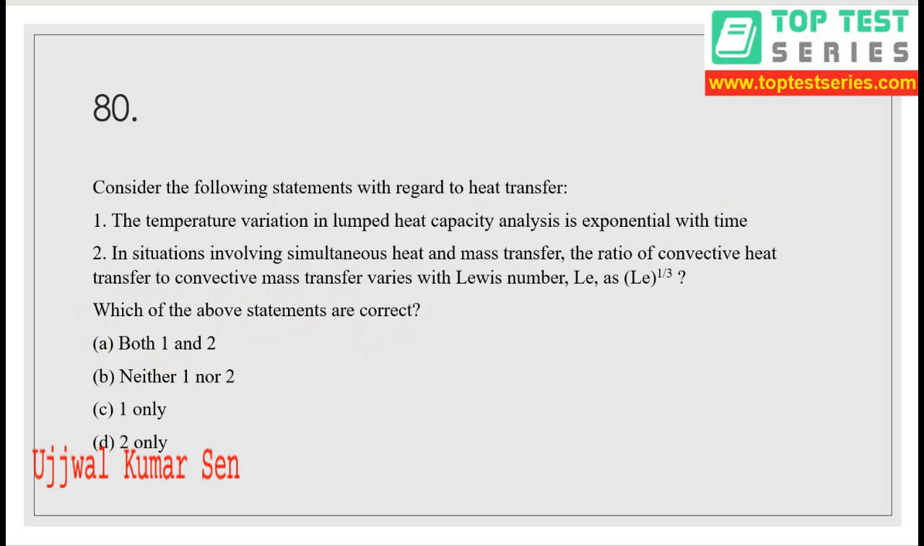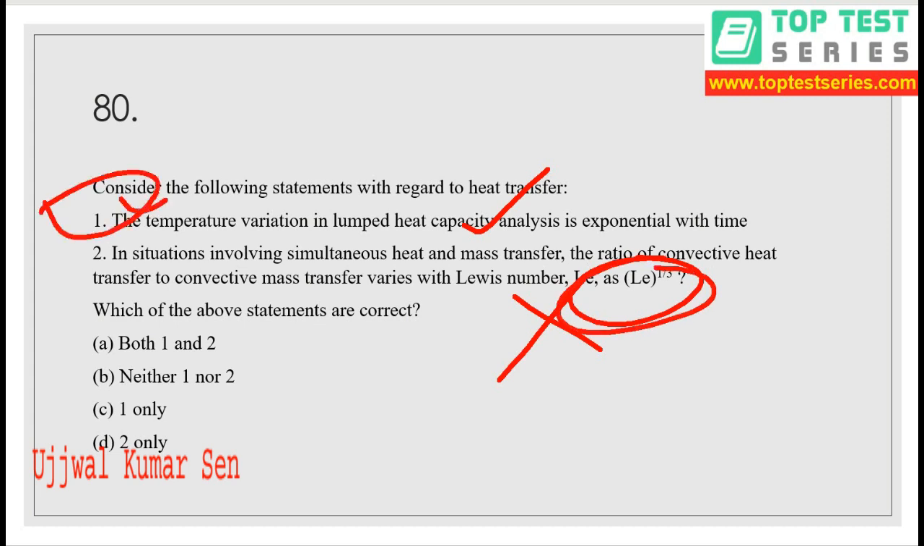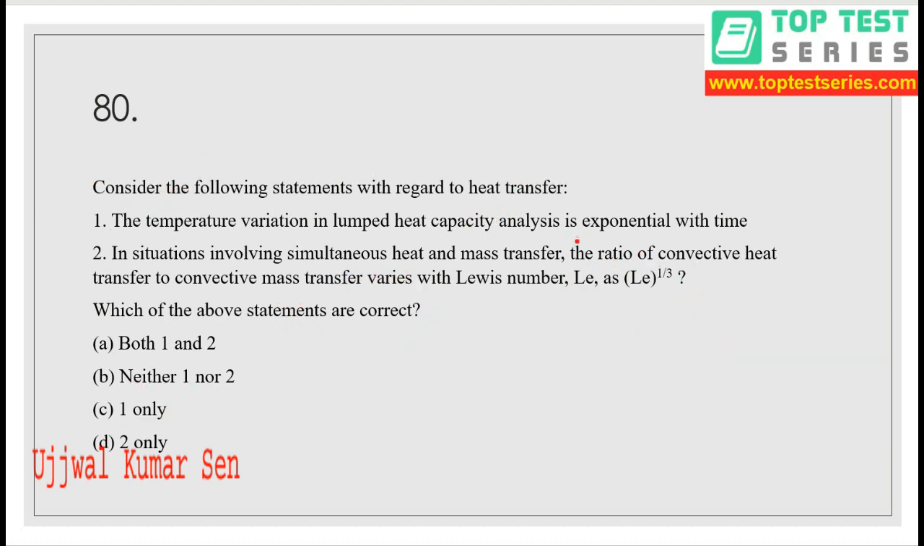Question number 80. Consider the following statements with regard to heat transfer. Temperature variation in lump heat capacity analysis is exponential with time. Yes, that is correct. And in a situation involving simultaneous heat and mass transfer, the ratio of convective heat transfer to convective mass transfer with Lewis number Le as Le to the power 1 by 3. No, it is not possible. It can be written like this, right? So only statement 1 is correct, and it is asking for correct only. Therefore option C is the correct answer for this question. So it's done, my dear. We have done 80 questions in HMT.